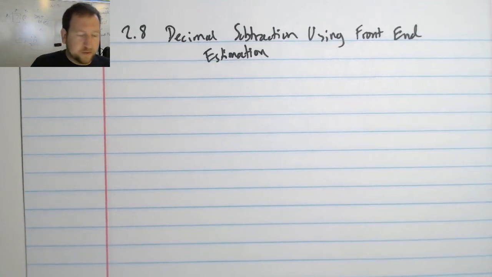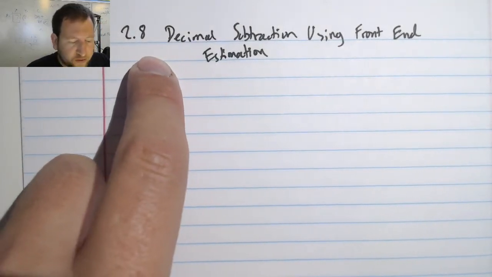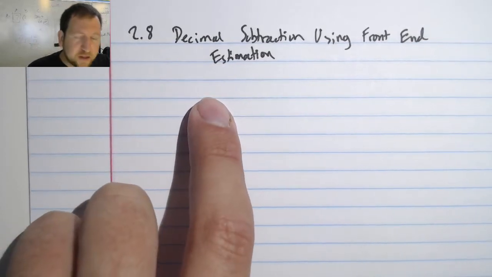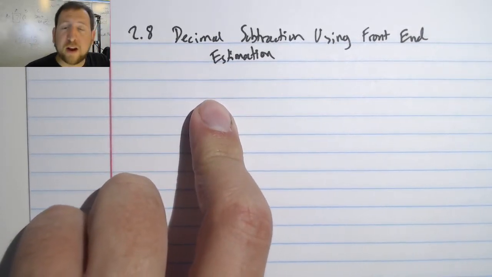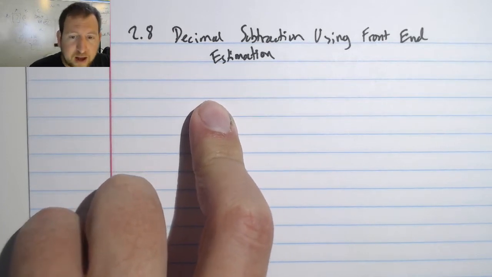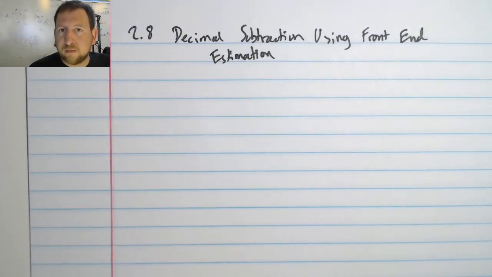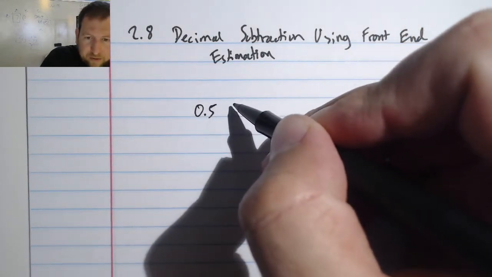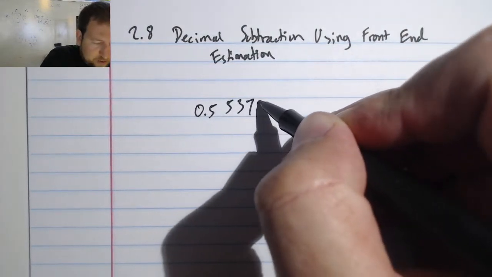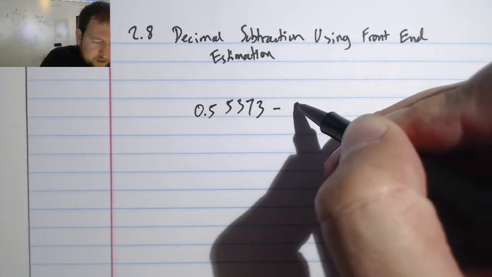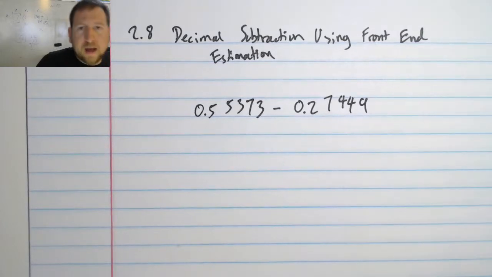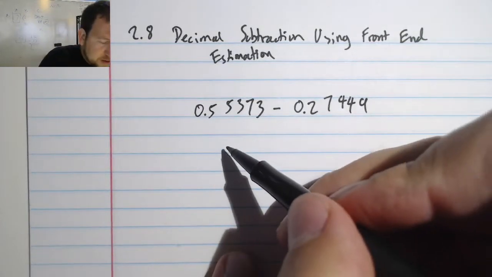Alright, I want to talk about section 2.8, decimal subtraction using front-end estimation again. We've already done this using addition, and the subtraction is going to be almost exactly the same style. Let's take a look at a real quick example of 0.55373 minus 0.27449. And I'd like us to estimate using front-end estimation.